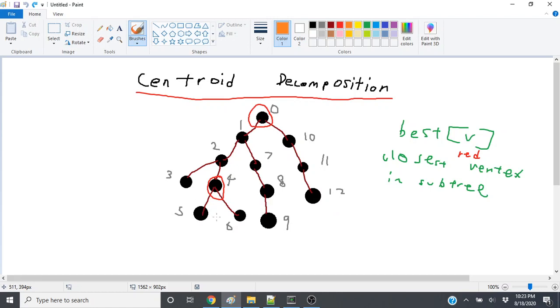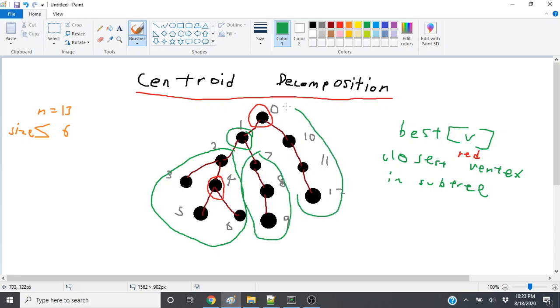And let's just first count the number of nodes. We have 13, so n equals 13, which means all subtrees must have size less than or equal to 6. So it turns out the centroid is this one. Because when we remove it, we have 3 subtrees. This has size 5, this has size 3, and this has size 4. All of these are less than or equal to 6, so this node is perfect.